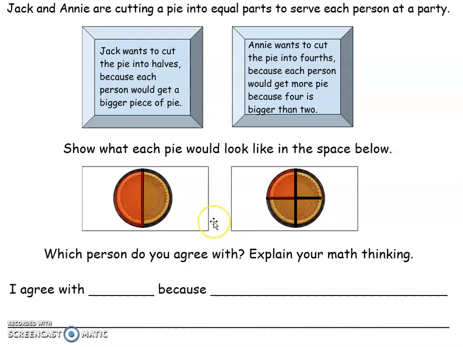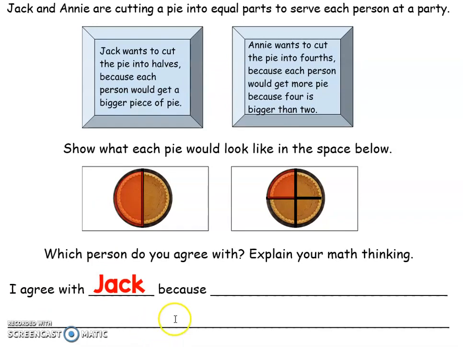Let me read Annie's, though, just to make sure. Annie wants to cut the pie into fourths because each person would get more pie because 4 is bigger than 2. Let's look. 4 is bigger than 2, but a 4th is smaller than a half. And I can tell by looking at this part, it's shaded, and it's way smaller than a half. So I think I agree with Jack.